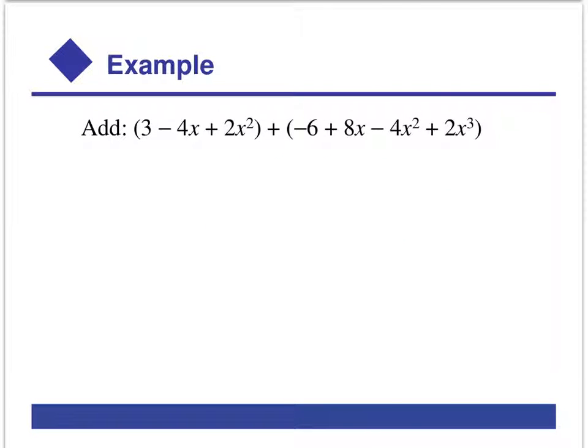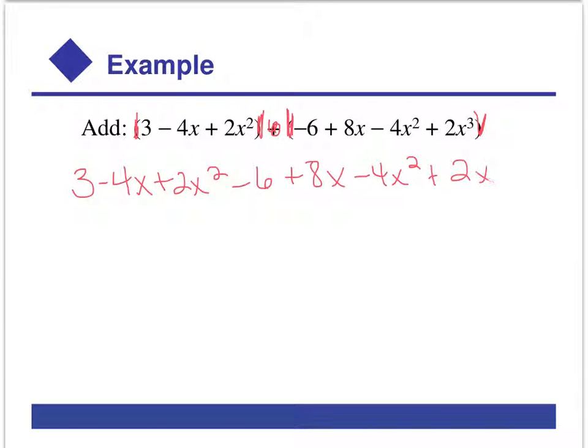Again, when you have polynomials, you just drop the parentheses. You keep the signs of each of the polynomials that's in here, and you just gather like terms. So I'm going to drop the parentheses, so I get 3 minus 4x plus 2x squared minus 6 plus 8x minus 4x squared plus 2x cubed. So the 3 and the 6 go together, so it gives me a negative 3. You have a negative 4x and a positive 8x, so it's going to give me a positive 4x.